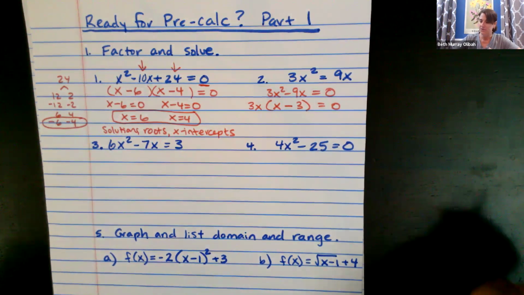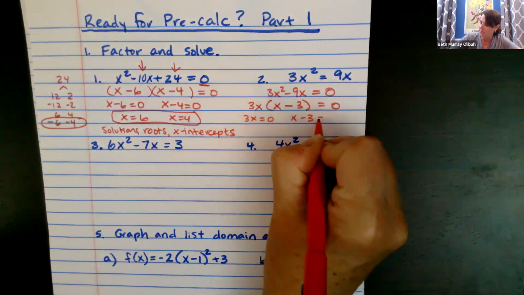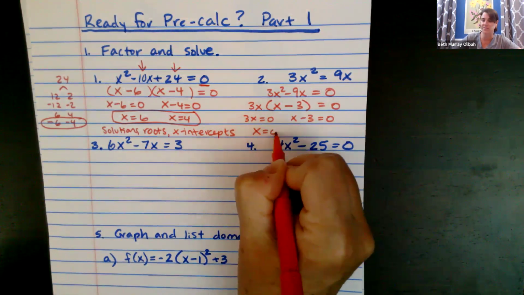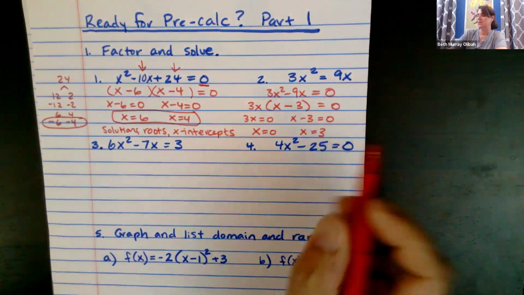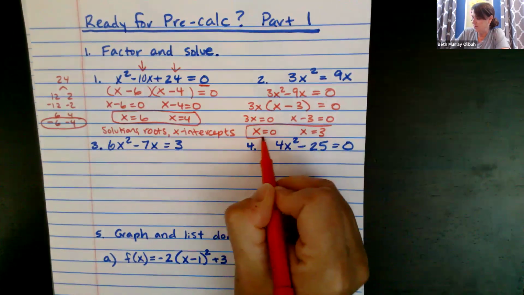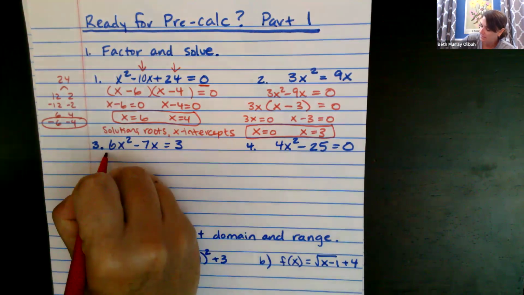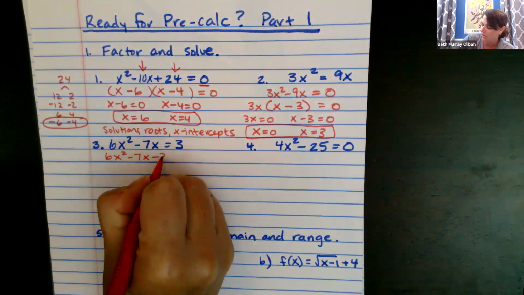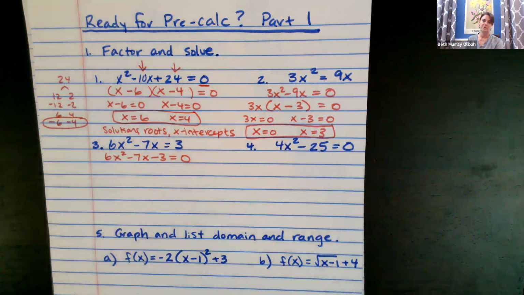Now I have factored, so I can take each factor and set them equal to 0 and solve. So here I would divide by 3, but that would still give me 0. Here I would add 3. So here are my two solutions, roots, x-intercepts. For number 3, not ready. So I'm going to move that 3 over and make sure it's in the right order, meaning x squared, then the x, then the constant.